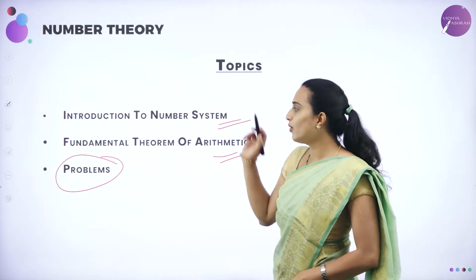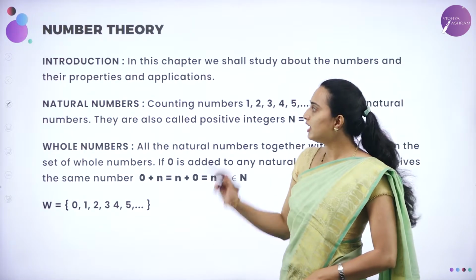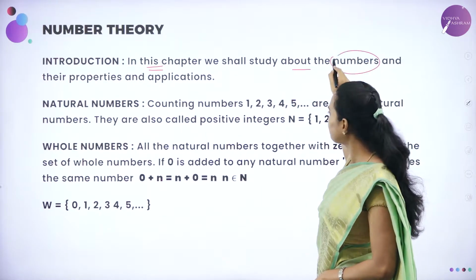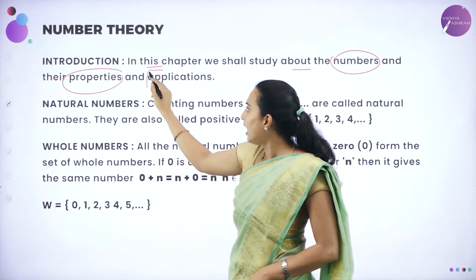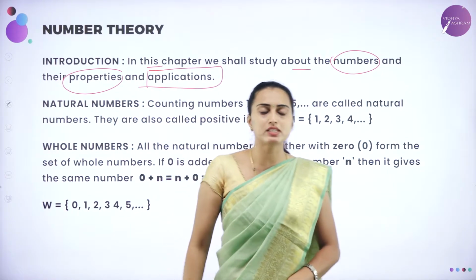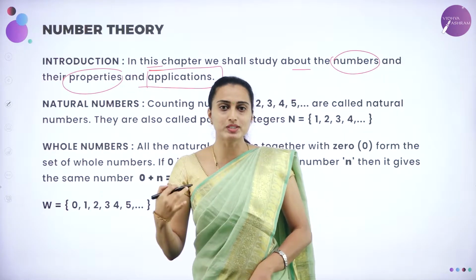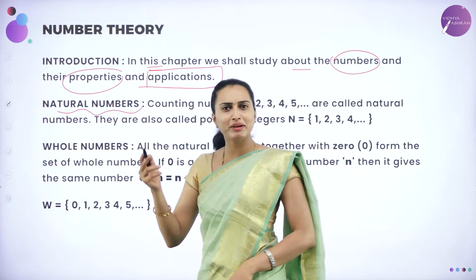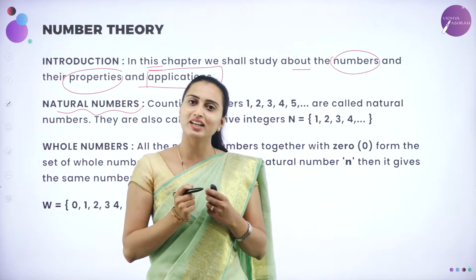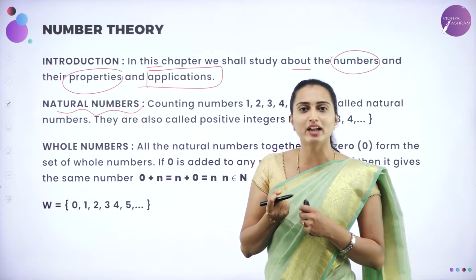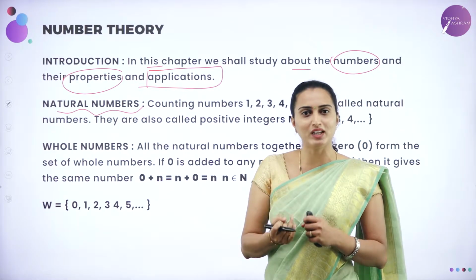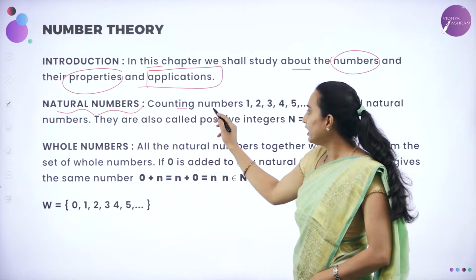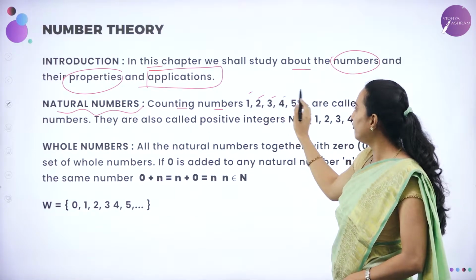Okay, now let us move on to the number system. First, in this chapter, we are going to study about the numbers and their properties and the applications. Applications means the formulas where you are going to use in the problems. Okay, first we are going to have natural number. What do you mean by natural number? Natural number is nothing but the counting number. How we are going to count? We are going to count like it will be starting from 1, 2, 3, 4, etc. like that, isn't it? That's what itself is the natural number. Counting numbers 1, 2, 3, 4, etc.